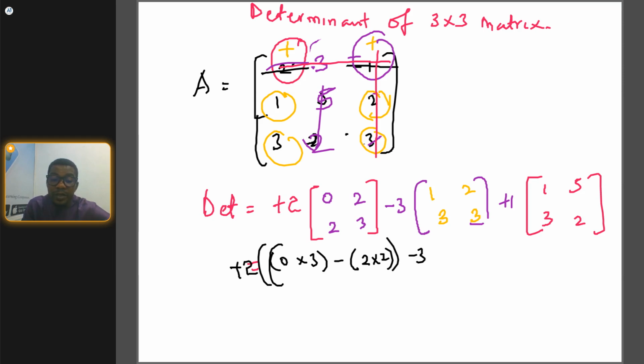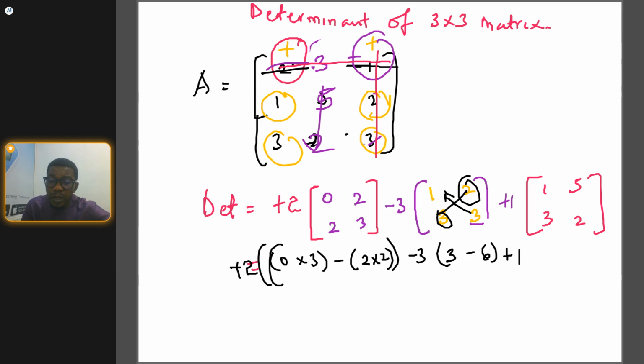We have minus 3, open the matrix. Now we have to take the multiplication also like we did the other time. The major, but minus the minor. So the major is 3 minus the minor is 6. So we have plus, we continue.